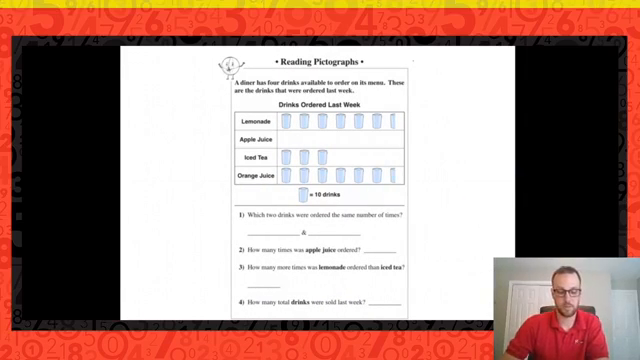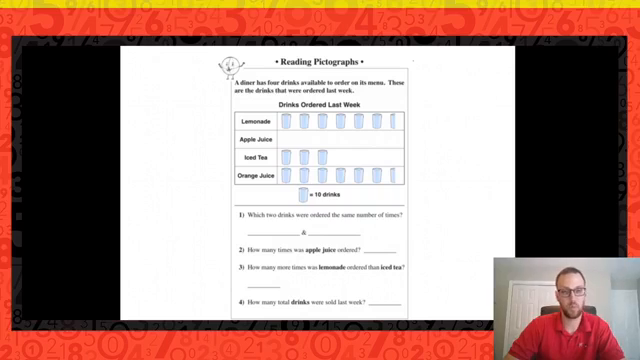All right, let's look at some more pictographs. So we're looking at a diner that has 4 drinks available to order on their menu. And our pictograph shows what drinks were ordered last week. So it's telling us how many of each of the drinks off the menu were ordered last week. You can see, looking at our key, that each icon of a glass equals 10 drinks.